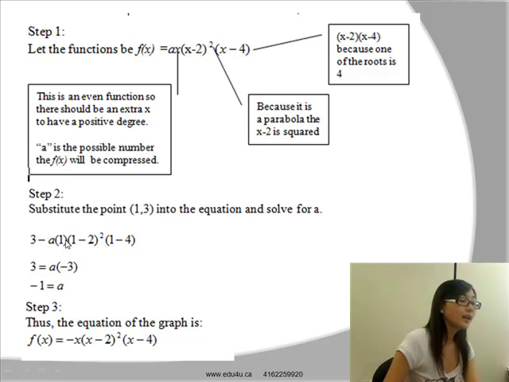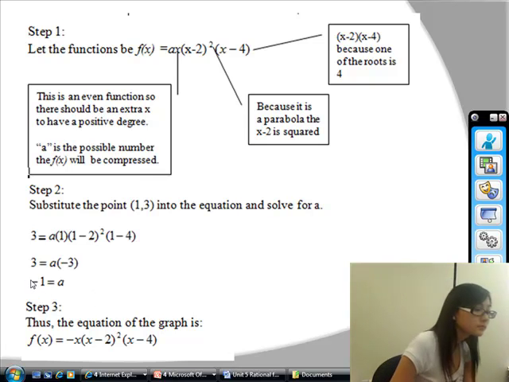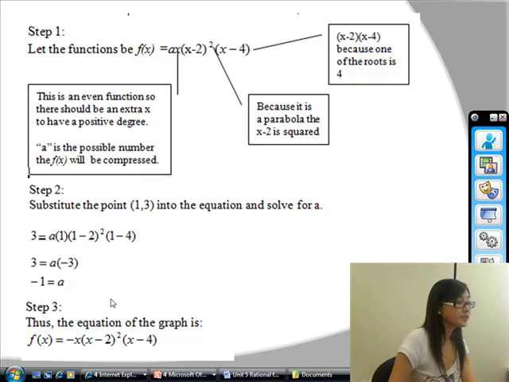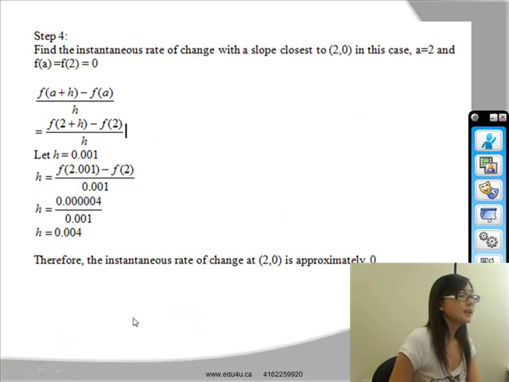So in step 2, we try to find out what A is. What we do next is we substitute 1 and 3 into the original equation. When we figure all of that out, we'll get that A equals negative 1. We substitute A equals negative 1 back into our original equation, and we will get f of x equals negative x times x minus 2 squared times x minus 4.